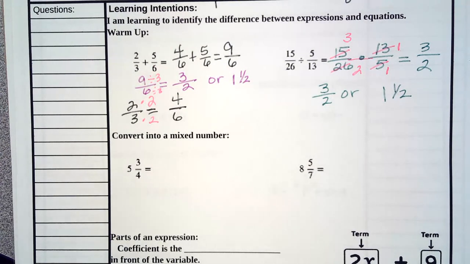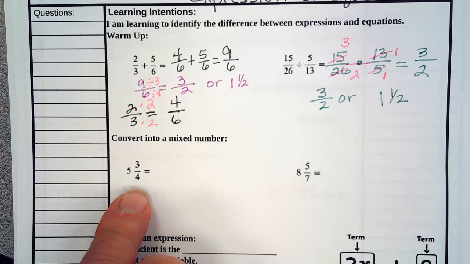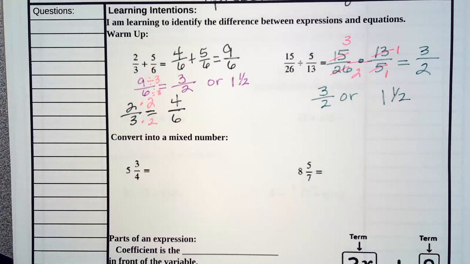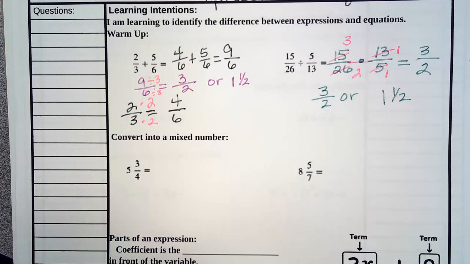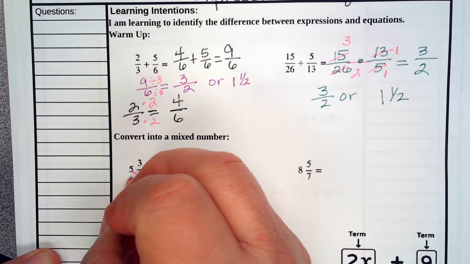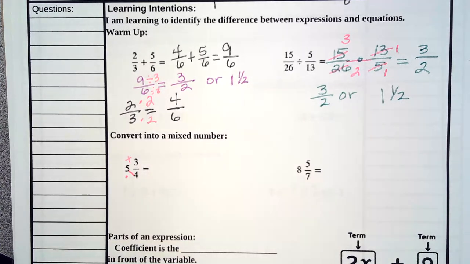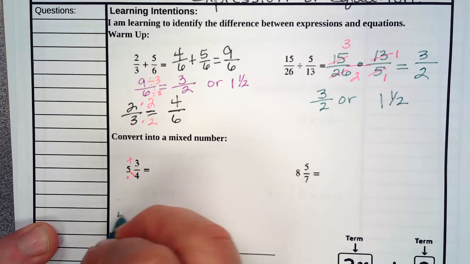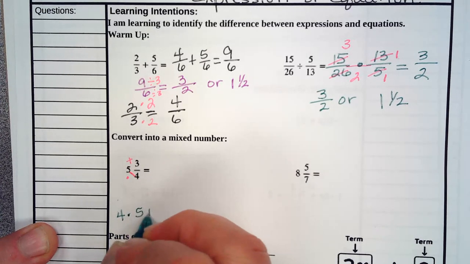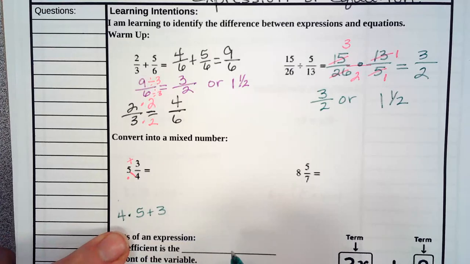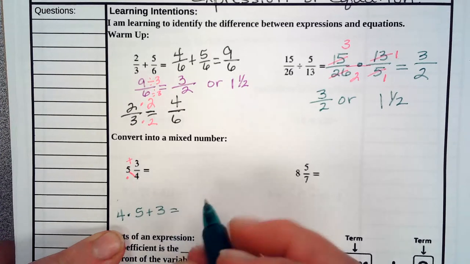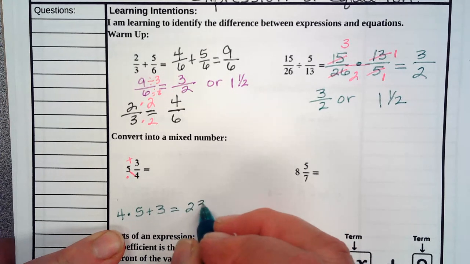Okay, so to convert to a mixed number, what we need to do is, 5 is equal to how many fourths? Well, the way you find it out is you take 4 times 5. So when you're converting, you multiply and then you add. Four times 5 plus 3. So that's 20 plus 3, which is 23.